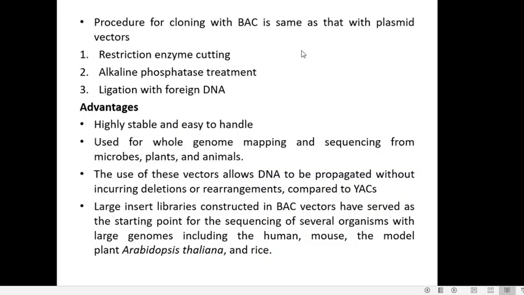And the procedure for cloning with BAC is the same as that with plasmid vectors. That is, you cut them with restriction enzymes, you make a space, you treat them with alkaline phosphatase, you ligate with the foreign DNA, and then you can transform them into host cells.